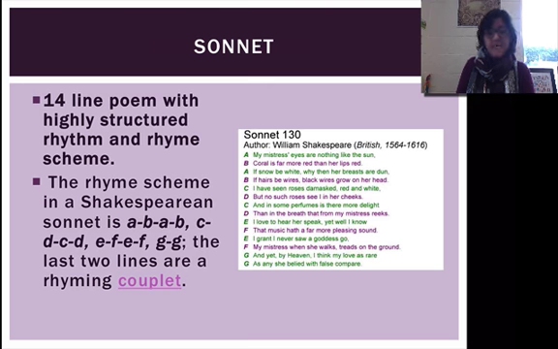Here's an example of a sonnet that starts with, my mistress' eyes are nothing like the sun. You can tell that line is iambic pentameter, and every line after that is iambic pentameter. Then you can see it follows the rhyme scheme AB, AB, CD, CD, EF, EF, GG. So when we read Shakespearean sonnets, I want you to pay attention to those elements: it's 14 lines, it's got this particular rhyme scheme, and it follows this iambic pentameter of unstressed and stressed syllables.